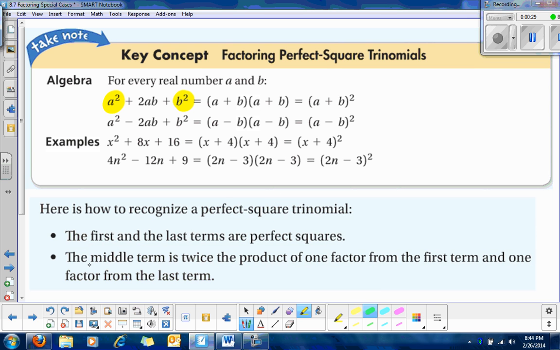The second thing is that the middle term is twice the product of one factor from the first term and one from the last term. So it's twice a times b.